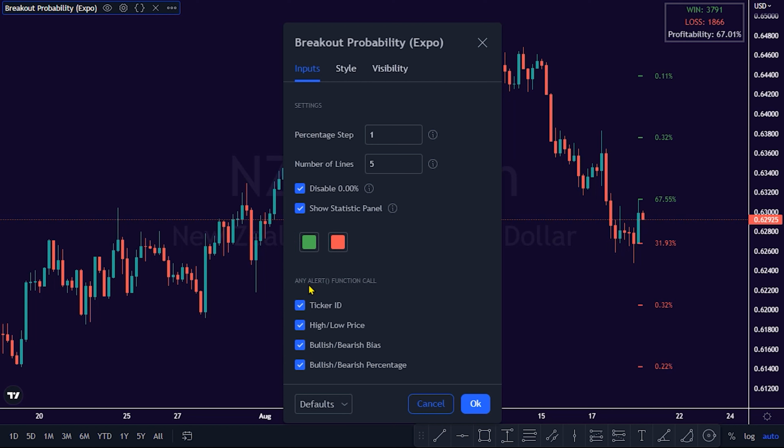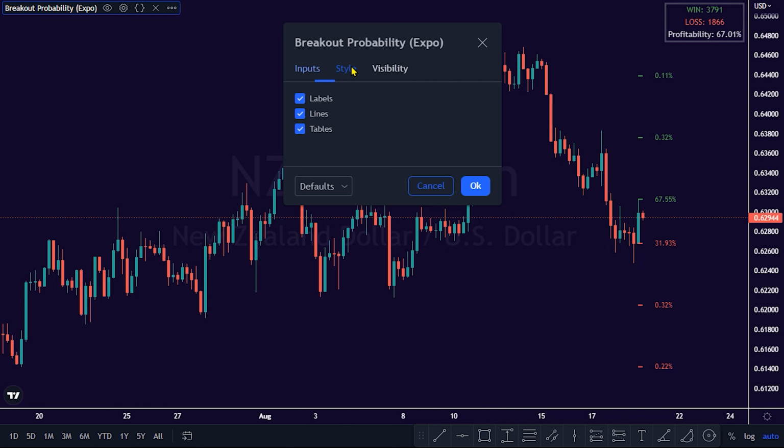Under the Alert function call, an alert is sent on candle open, and traders can select what should be included in the signal. Traders can enable the following options: ticker ID, the first level's high and low price, bullish and bearish bias, bullish and bearish probability percentage.